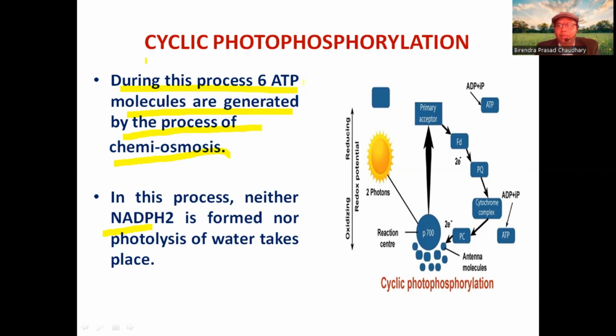NADPH2, which is another part of assimilatory power, is not formed here. That will be formed in non-cyclic photophosphorylation. So the non-cyclic photophosphorylation is also important to prepare the part of assimilatory power. Only 6 ATP molecules have been formed by cyclic photophosphorylation, and the remaining part, those 12 molecules of NADPH2 and 12 molecules of ATP, which are required for the dark reaction, are prepared in non-cyclic photophosphorylation.